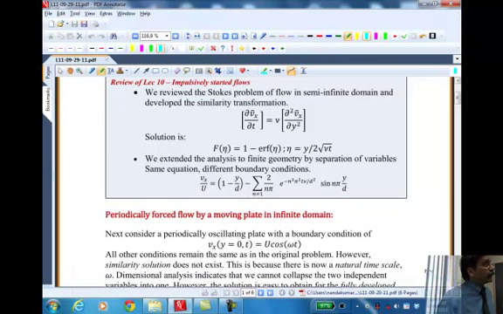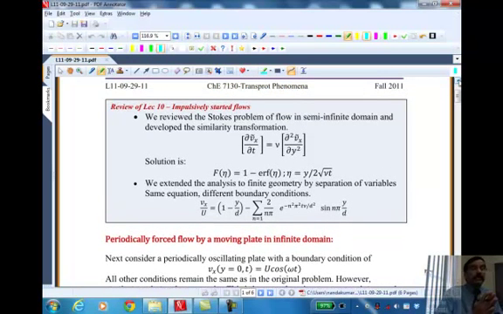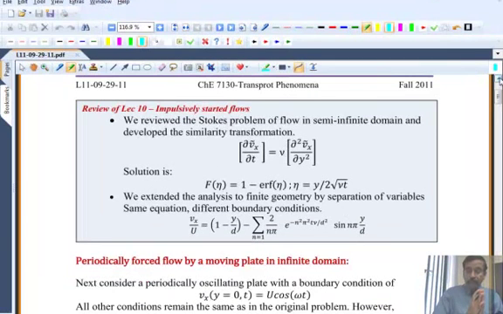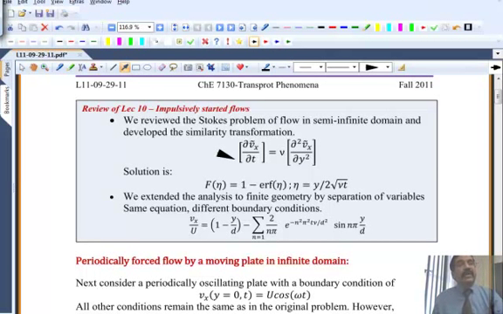So in the last lecture, we looked at the so-called impulsively started flow. Basically a flow which is initially stagnant and all of a sudden you are imposing a pulse motion, okay, the motion that starts suddenly. And we should be able to simplify the Navier-Stokes equation under those assumptions and show that it simplifies to that equation that you have there. And the solution to that by similarity transformation in the situation where you have a semi-infinite geometry is given by the error function.